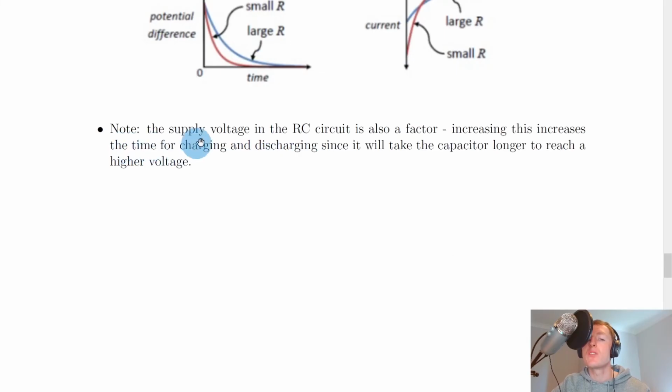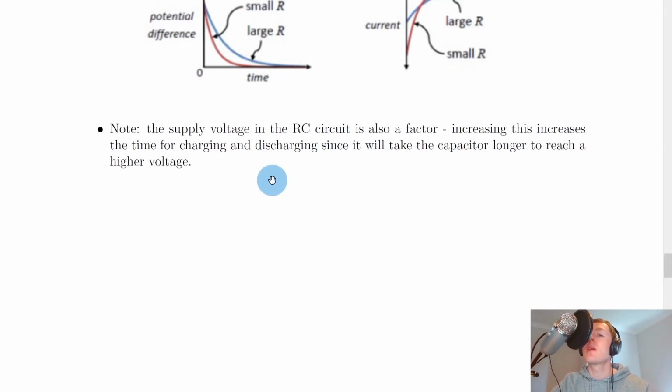Lastly, it says to note that the supply voltage in the RC circuit is also a factor. So increasing the supply voltage increases the time for charging and discharging, since it will take the capacitor longer to reach a higher voltage. So let's say you were using a 3-volt battery to begin with. If you then replace that with a 6-volt battery, your capacitor would take longer to charge and discharge in the circuit because it's going to take longer to reach that maximum voltage across it.